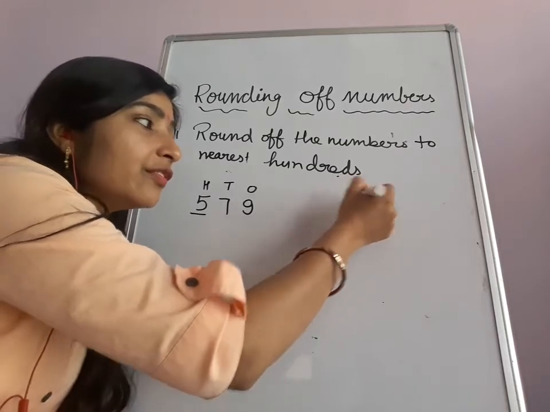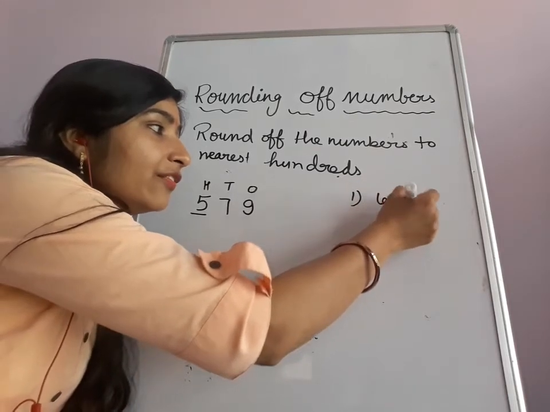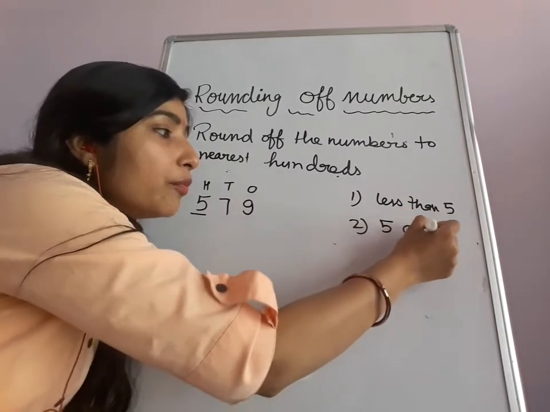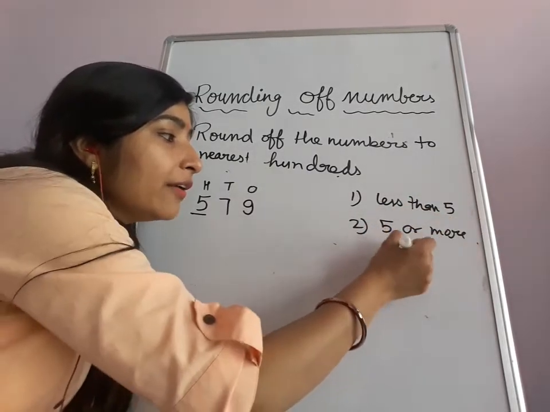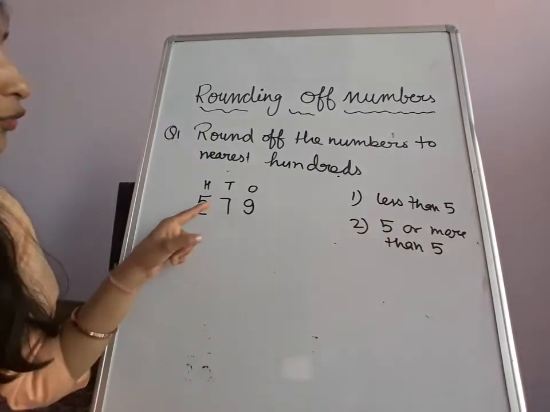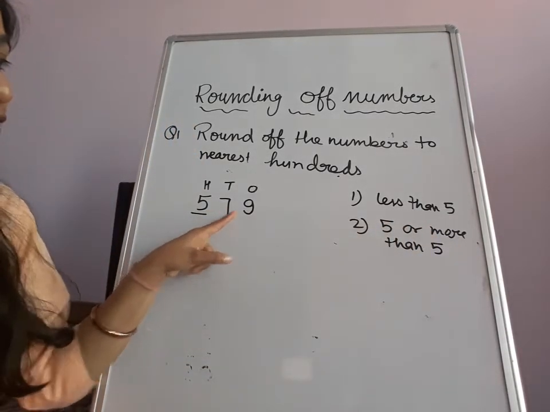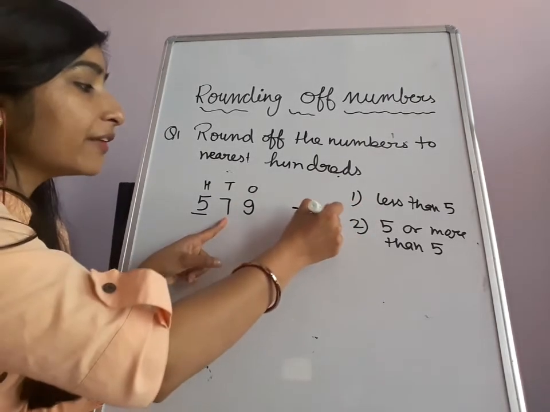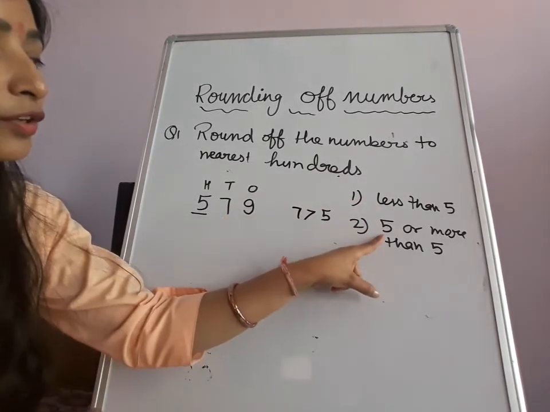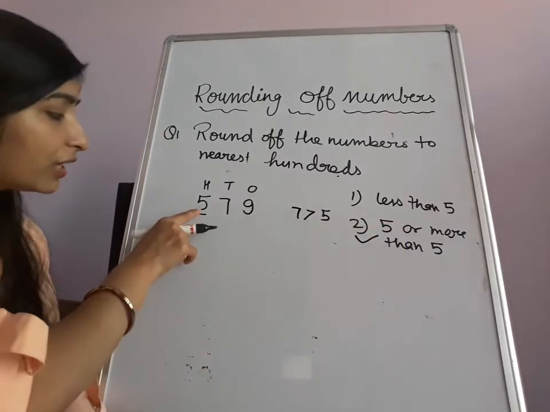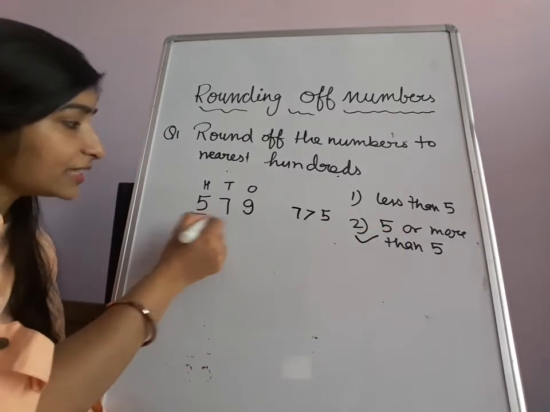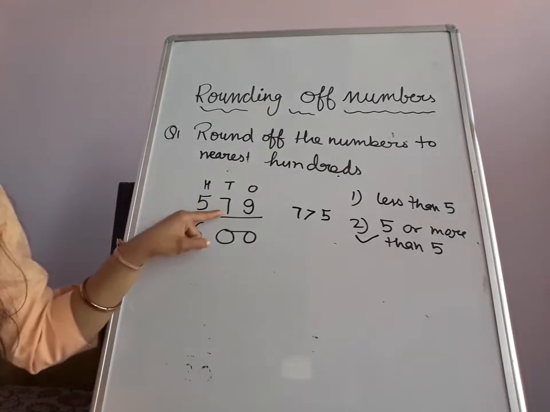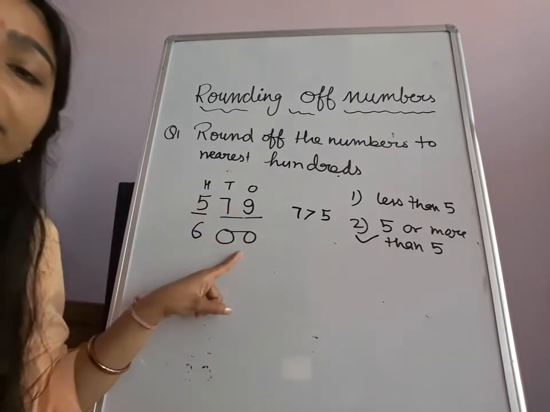Write down the conditions. First condition is less than 5, and second condition is 5 or more than 5. Now you will compare this tens place with these conditions. And 7 is more than 5. So the second condition is there. So you will add 1 in this. So this becomes 6 and these two digits become 0. So 579 is nearest to 600.